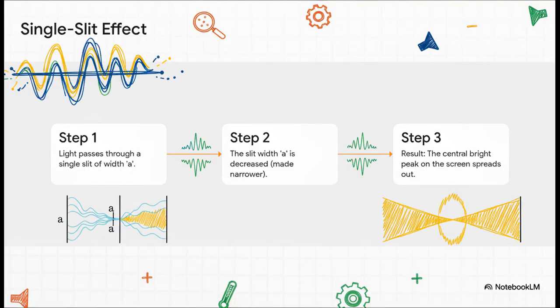Now let's talk about what happens with just a single slit. This is where your intuition might trick you. What happens if you make that slit narrower? You'd think the spot on the wall would get narrower too, right? Nope. The exact opposite happens. As the slit gets smaller, the main bright spot on the screen actually gets wider. It spreads out. It's a totally cool and counterintuitive result of light's wave nature.